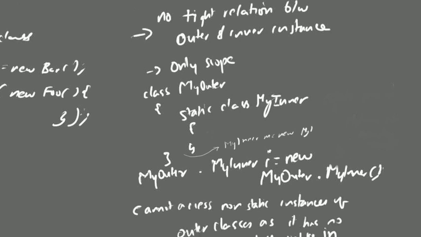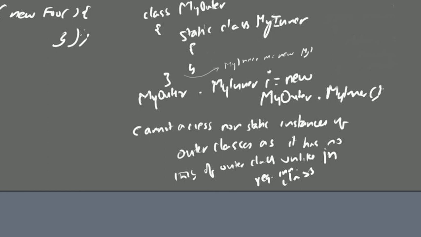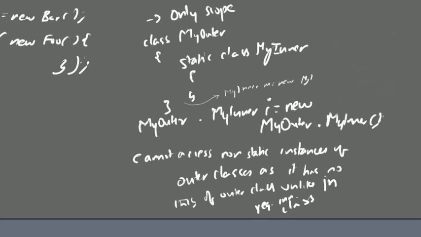So whenever you're trying to create an instance of minor from outside myouter, you would have to do myouter.minor m is new myouter.minor. So if you notice, you're not creating an instance of myouter to be able to create an instance of minor, just like in regular classes. So you cannot access non-static instance members of the outer class within the static inner class, because there's no this reference of the outer class within the static inner class. So the static inner class can only access the static members of my outer class, right? And you could also treat the static minor class within my outer class just like a type. You could do minor m is new minor.